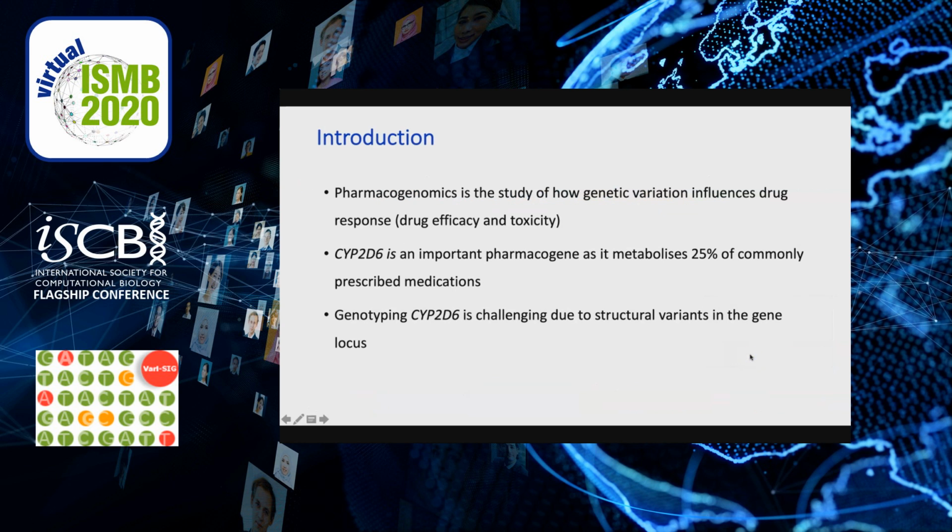Pharmacogenomics is the study of how genetic variation influences drug response. Cytochrome-2D6 is one of the most important pharmacogenes as it metabolizes about 25% of commonly prescribed medications. However, genotyping CYP2D6 is quite challenging due to the structural variants in the gene locus.